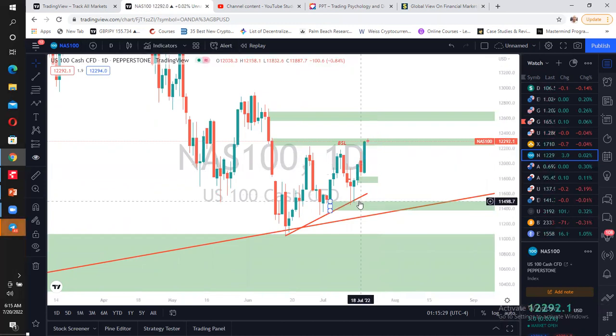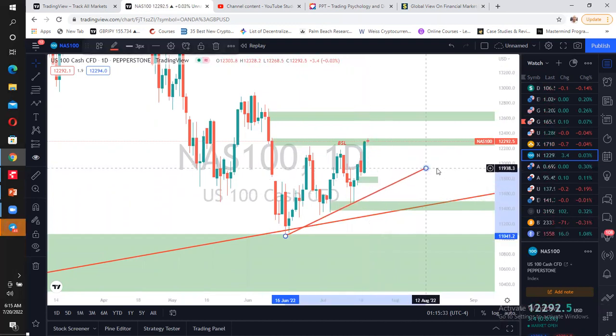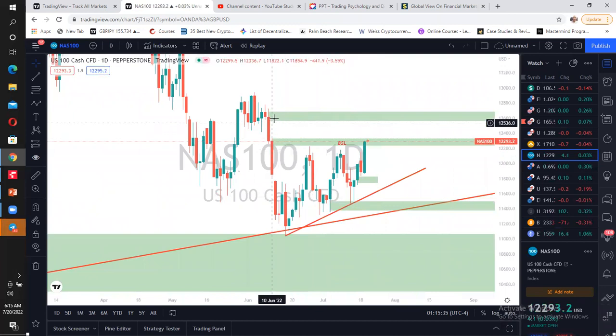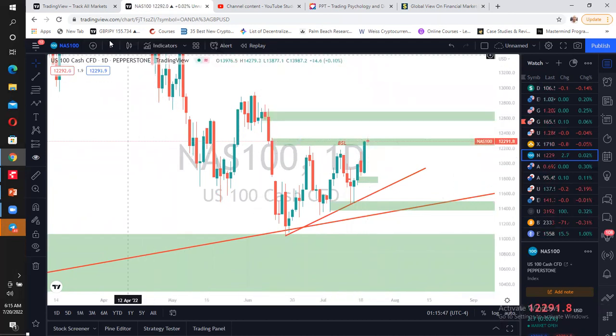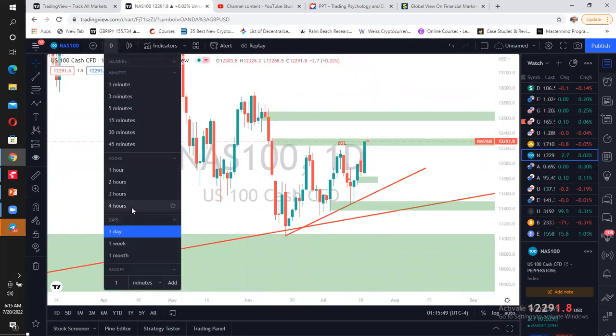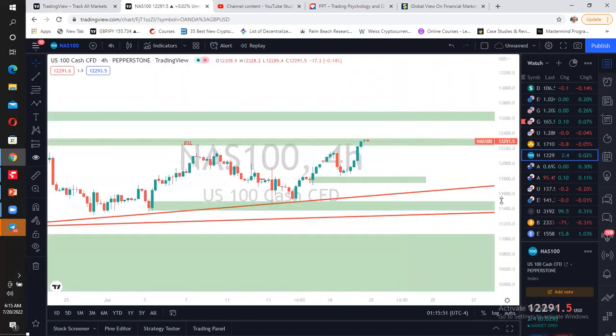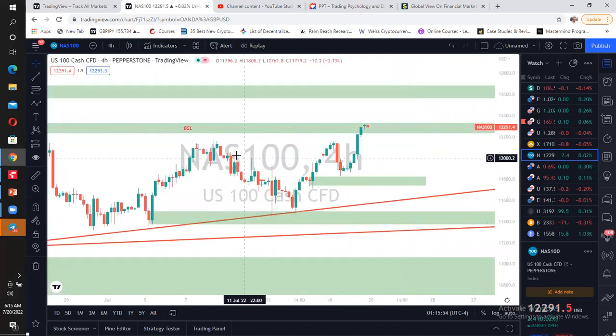So what are we looking at now? Question. What are we looking at? Here we have another block. Nice one. And in here, between here and here, we'll have a fair value gap, and we'll have this particular push. So let's go to 4 hours and check if there's something we need to look at.